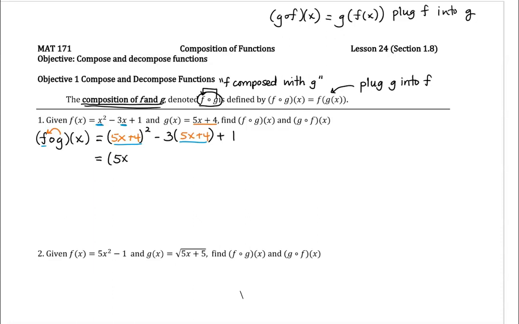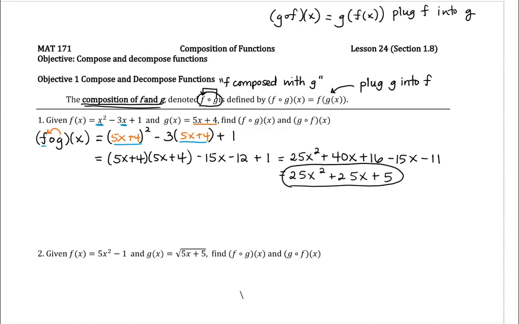We do need to make sure that we FOIL out that 5x plus 4, and I'll distribute that negative 3. When we FOIL out the 5x plus 4, we'll get 25x squared plus 40x plus 16. We still have that minus 15x, and the negative 12 and the positive 1 will make a negative 11. The last thing I'll do is finish combining like terms. So this is our answer for f composed of g of x, where g was plugged into f. Again, the order that these are written in does matter.